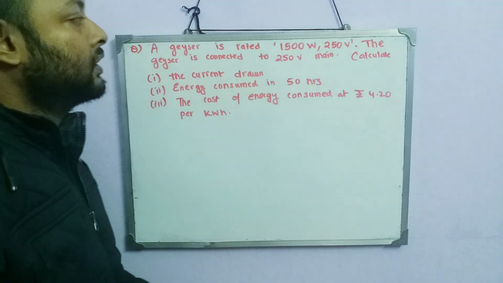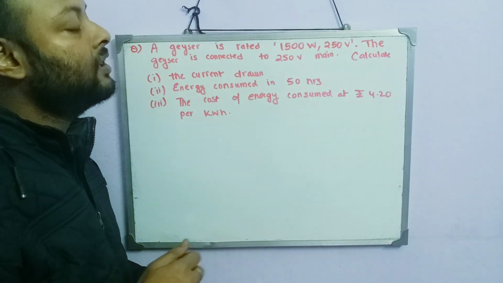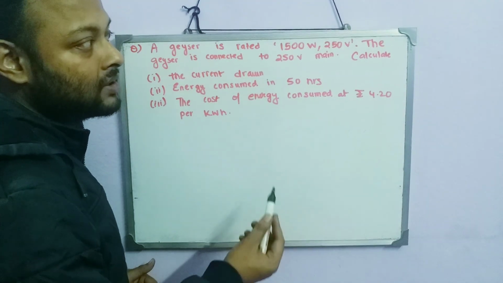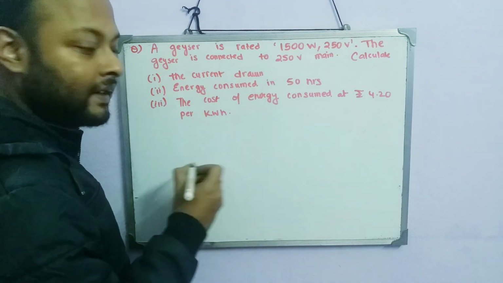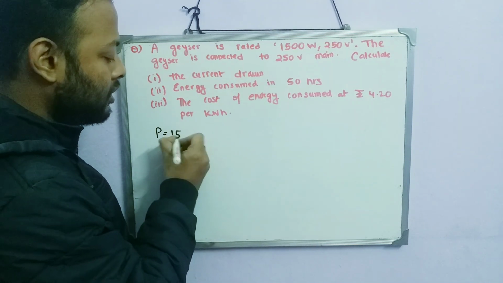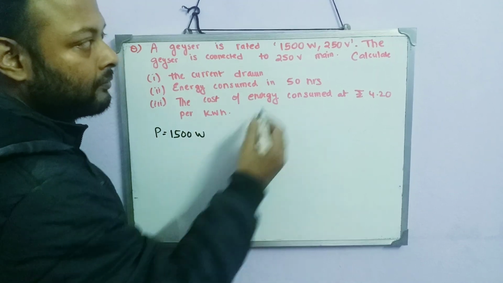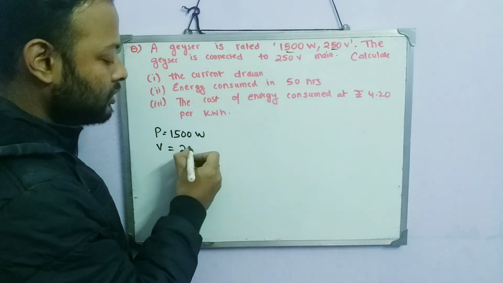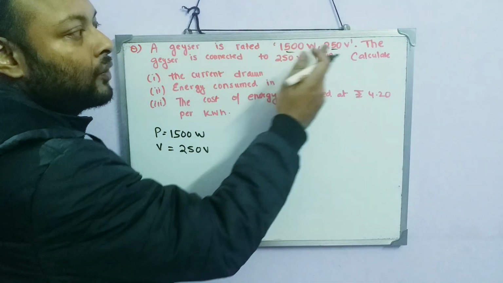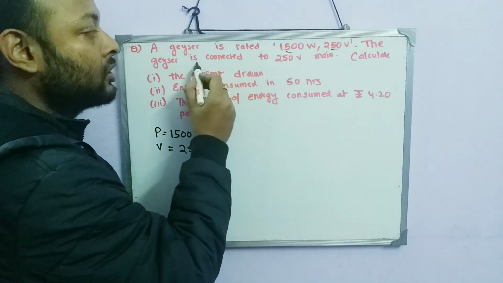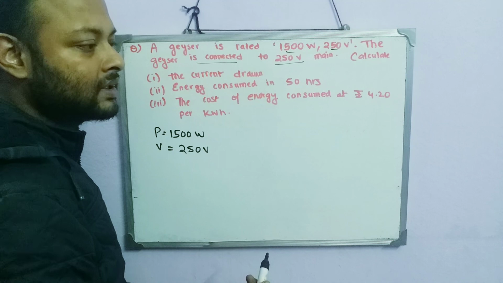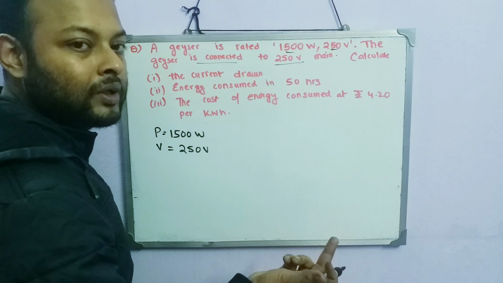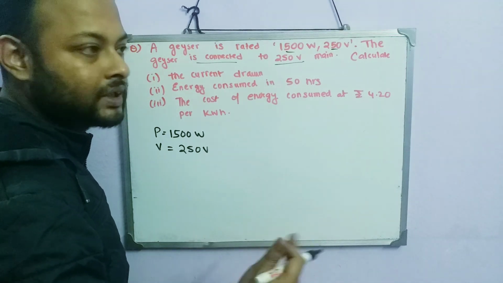Now, let's see this question. A geyser is rated 1500 watts and 250 volt. So let's write the data. So power is given as 1500 watts and the potential difference, the voltage that is required, is how much? 250 volt. So the geyser requires 250 volt and the geyser is also connected to a 250 volt main. So obviously the geyser requires 250 volt and we are giving 250 volt of potential. So the geyser will definitely work to its fullest potential.